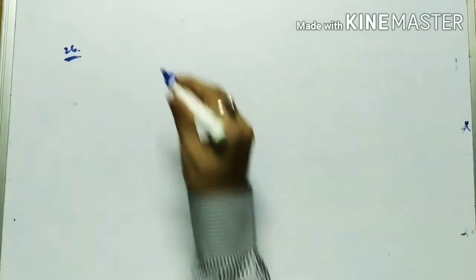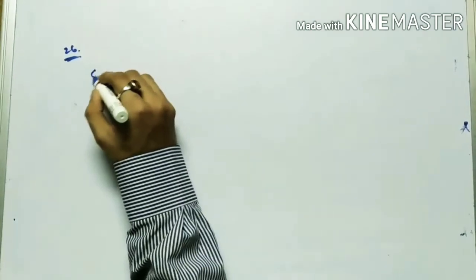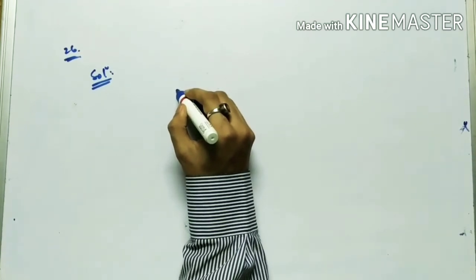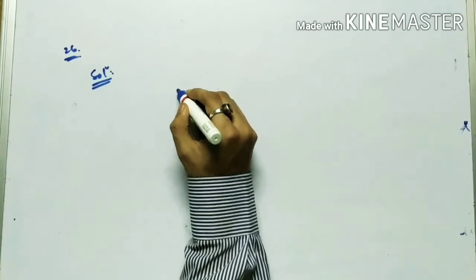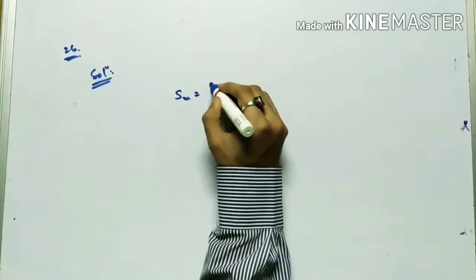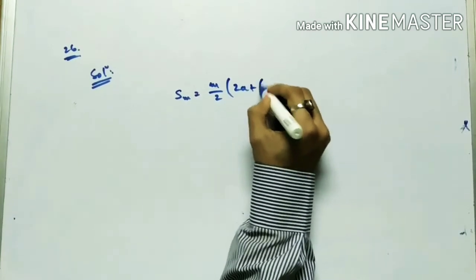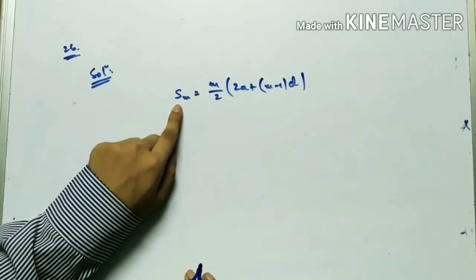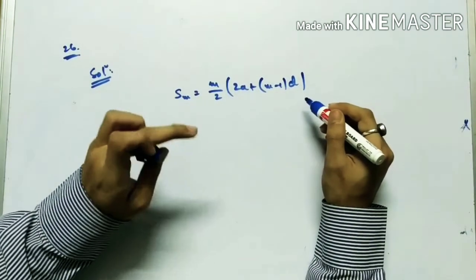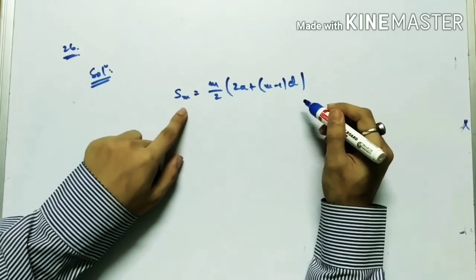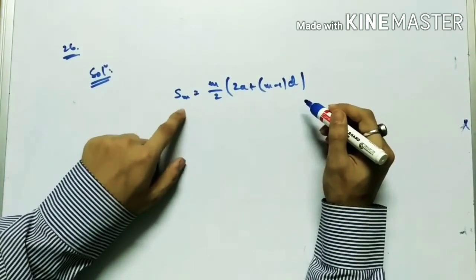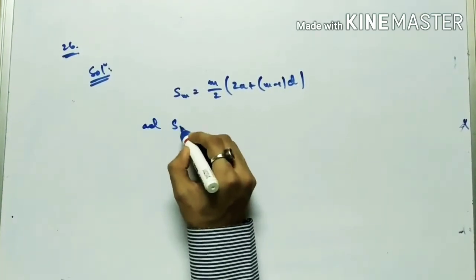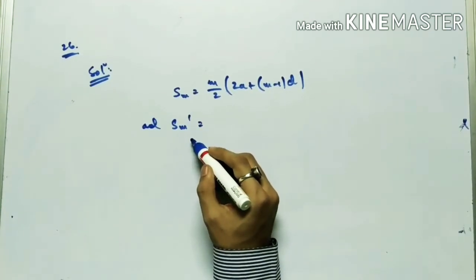So now in here you see, solution. First of all, I will write SM. SM is equal to M by 2 into twice A plus M minus 1 D. This is the sum of the AP. This is the sum of the first AP up to M terms. Understand? And SM dash, this is the sum of the AP.